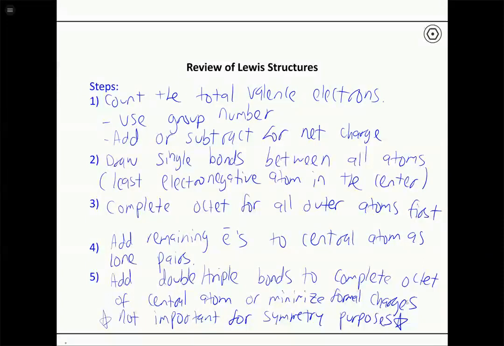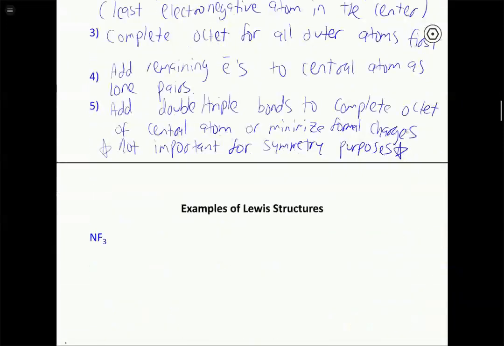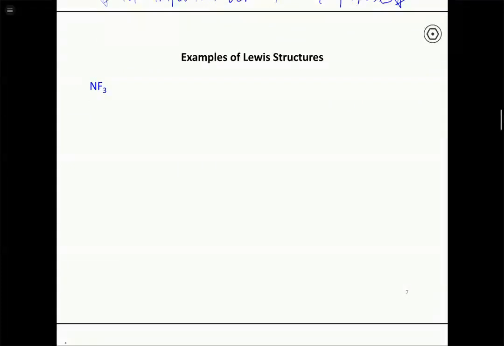Okay, so the best way to review this is just to do a bunch of examples. Pick your favorite main group molecule and try to determine its Lewis structure, and then we'll see later on how to translate that to a three-dimensional structure. Okay, so the first one we're going to start with is NF3. We need to count the valence electrons first to know how many to use.